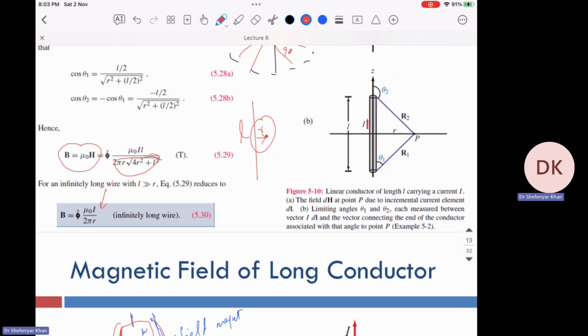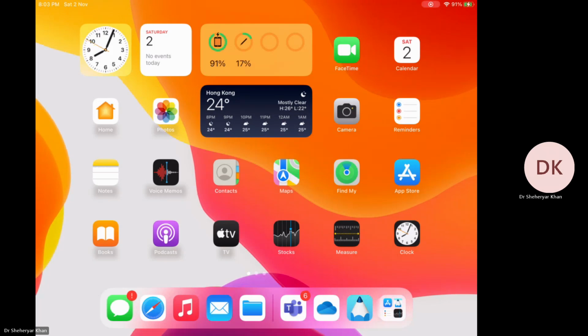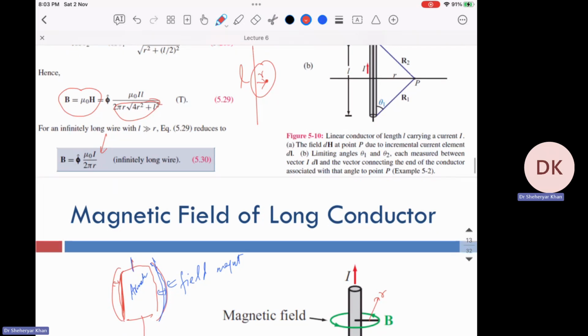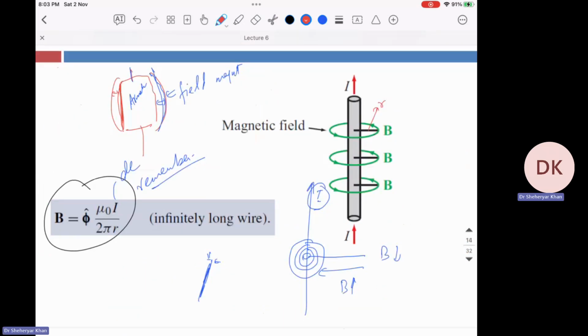And then we have a very, very famous formula: B is equal to mu naught I over 2 pi r. So this is the magnetic field due to the current. This is the impact of the magnetic field due to this current, and then how you are sensing it. Now, actually, what does this tell you?